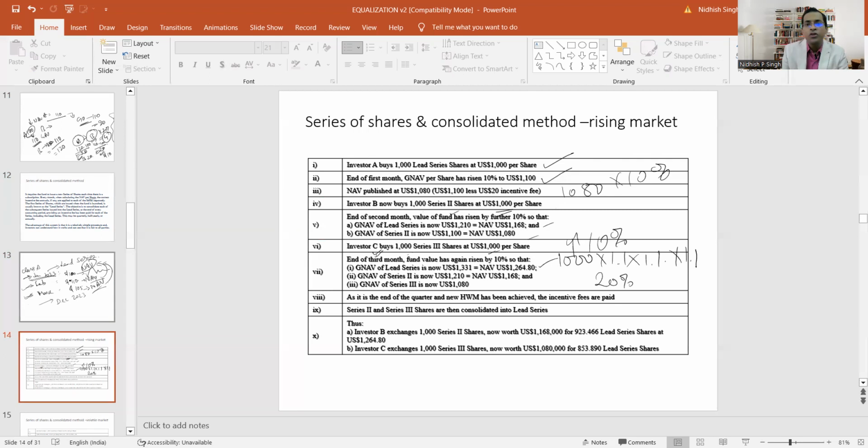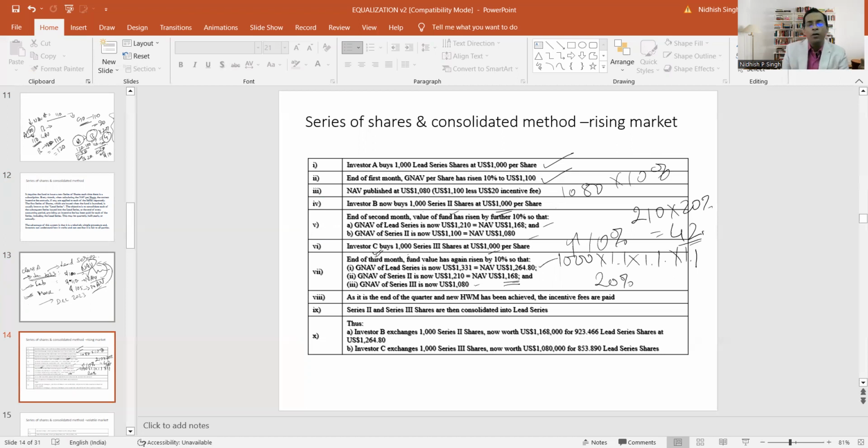Okay, so long story cut short, the series 2 is also 1168 if we deduct the incentive fee on this profit of 210 times 20%, that will become 42. So if we deduct 42 from 1210, we'll get 1168. Okay, this is how we get NAV. So third series is now 1080 after deduction of incentive fee of 20%.